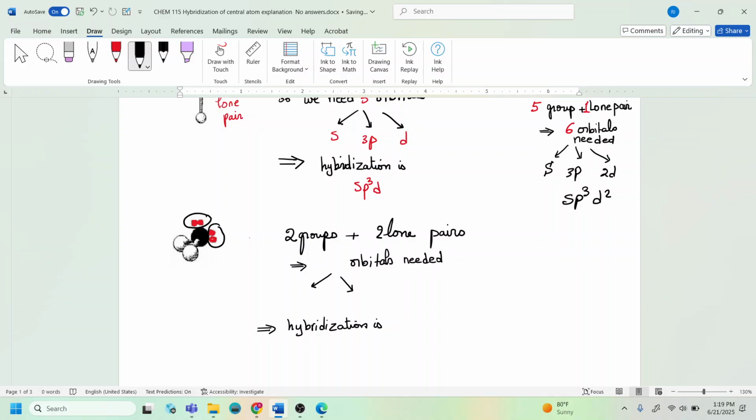So that is a total of 4 groups. So 4 groups requires 4 orbitals. The number of groups is related to the number of orbitals in there. So I need 4 orbitals in there. So if I need 4 orbitals, I know that I would need the s, and I need all the 3 p's. So now my hybridization is going to be an sp3.